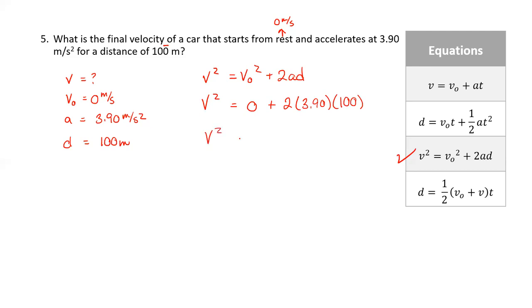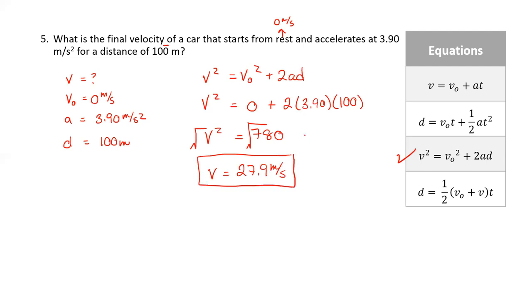Simplifying, V squared is equal to 2 times 3.9 times 100. Putting those 3 into the calculator, we get 780. And then we take the square root of both sides because we want to find just V. Square root of 780 leaves me with 27.9 meters per second. So that's going to be our final velocity. Little rearranging, not overly complicated. It's really pretty simple algebra.